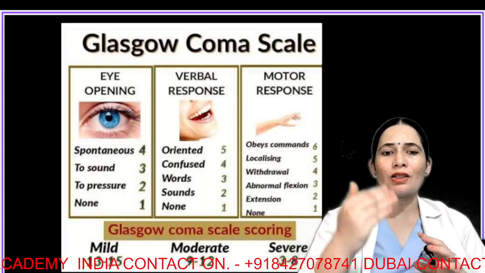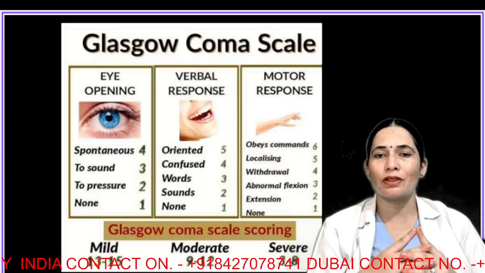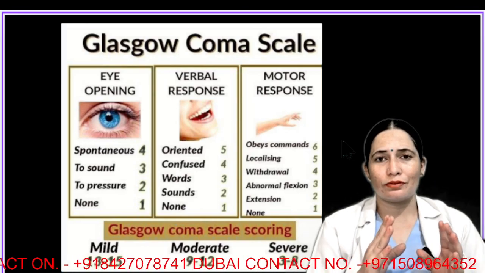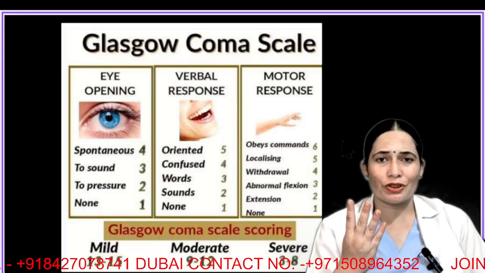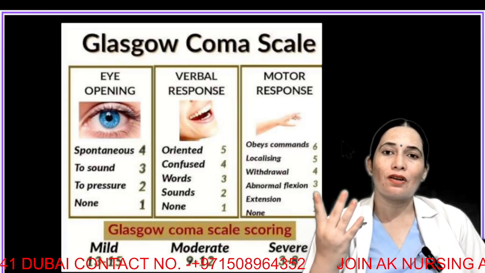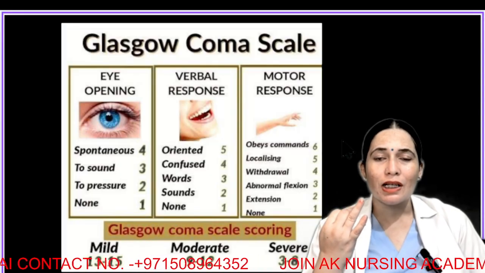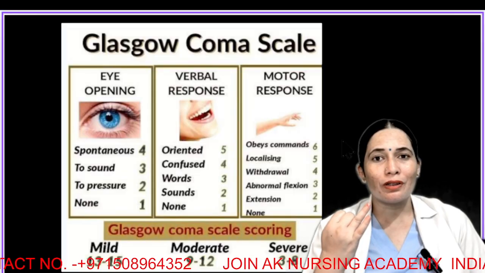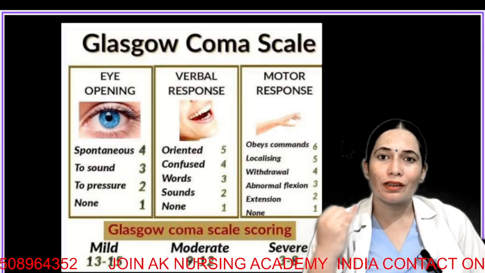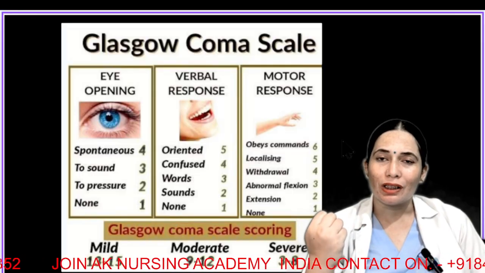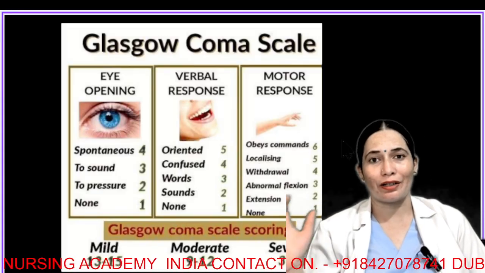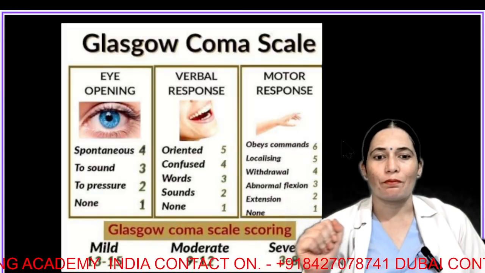Okay, so next is the verbal response. For the verbal response, we use only four questions to check the conscious level of the patient. First is the name of the patient. Second is the date of birth. Third is the date and month at that time. The last one is the location of the patient, where he is at the present time.